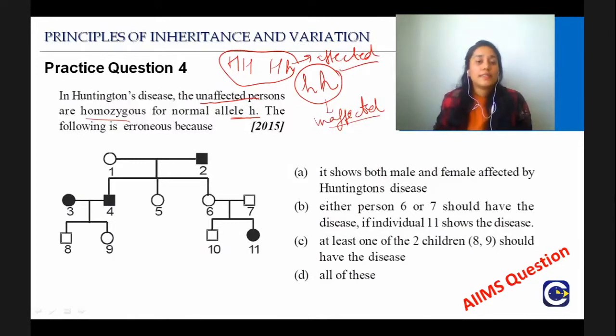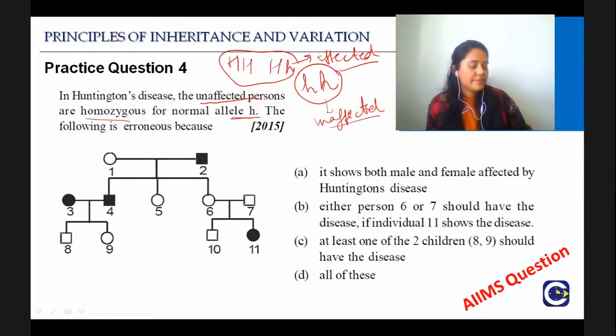The following is erroneous. This pedigree has some problems. Why? They are already telling you it is not X-linked because it is allele H. So give me the answer. Why is it erroneous? It shows both male and female affected by Huntington's disease. Either person 6 or 7 should have the disease. If individual 11 shows the disease, at least one of the two children 8, 9 should have the disease, or all of these.